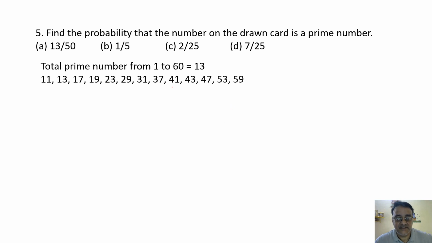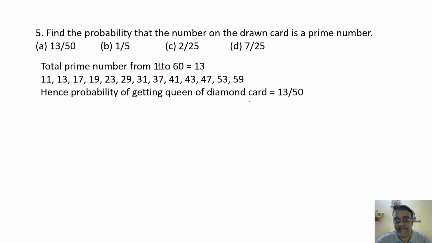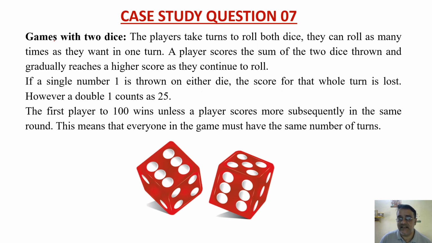These are the numbers, from 11 to 60, right? So 11, 13, 17, 19, 23, 29, 31, 37, 41, 43, 47, 53, 59. So the required probability is 13 by 50 and the correct option is option A. Any doubt in this question? No, sir. Okay, so now we are moving toward the next case study, question number 7.